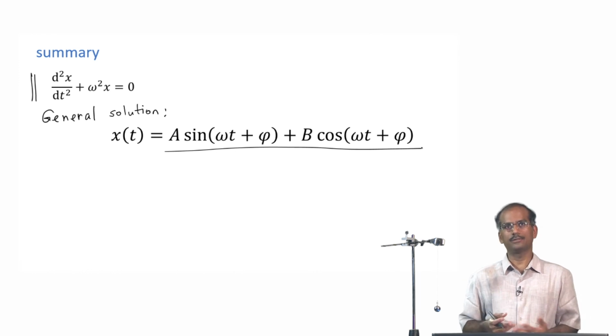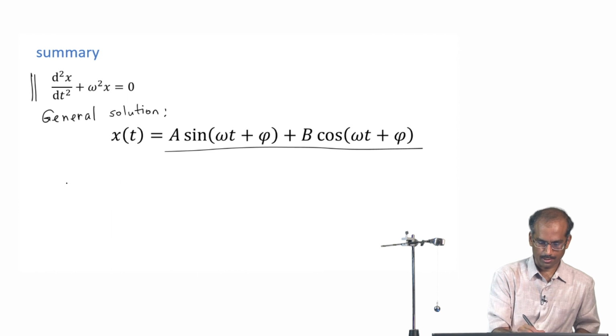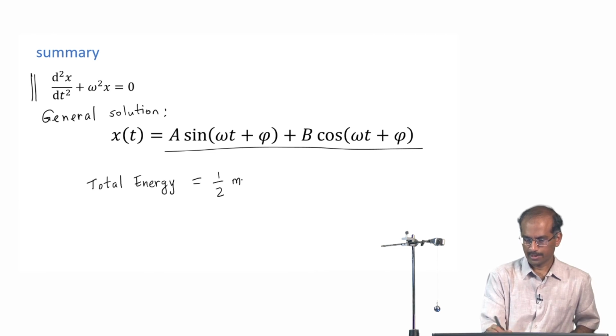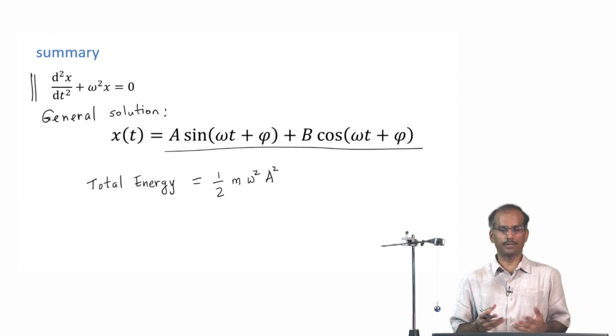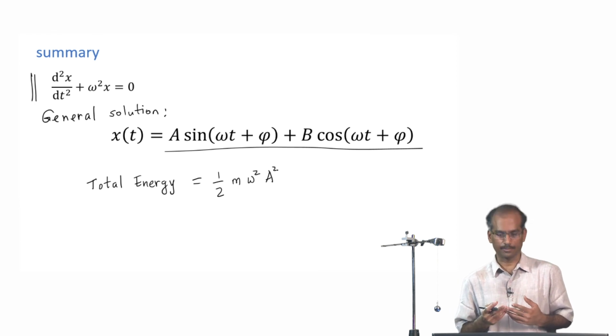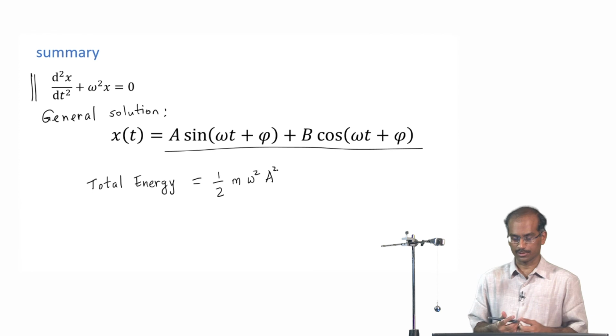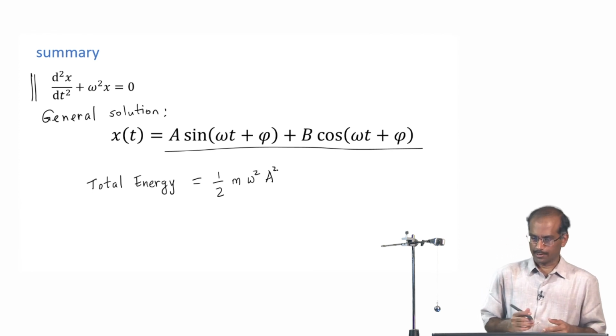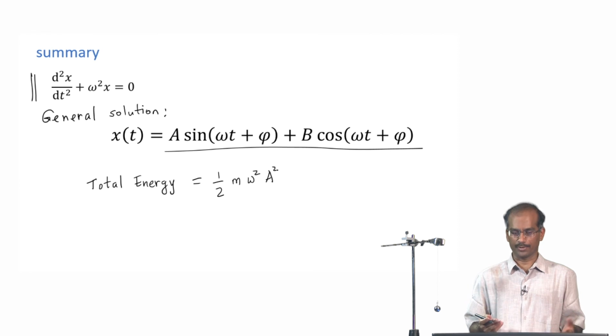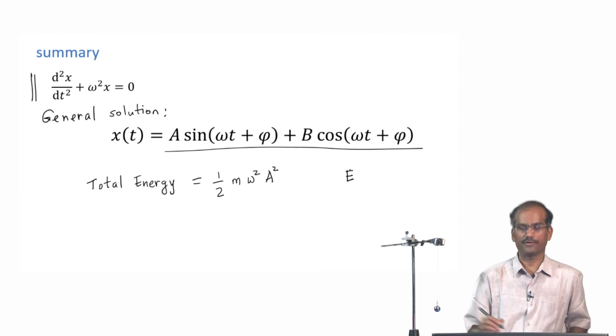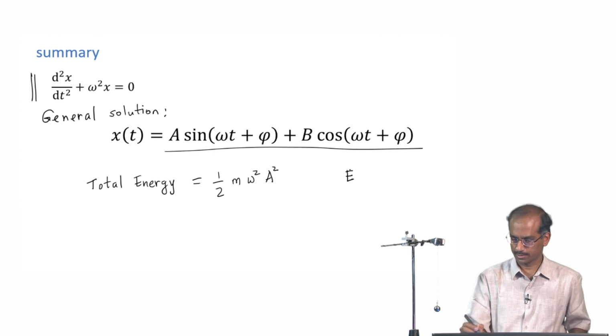Finally, we calculated the total energy, which turned out to be half m omega square a square. And the important part of this total energy is that it is indeed a constant of motion, and it depends only on the square of the amplitude. In other words, a fact that we will keep using again and again later on is that energy of an oscillating system is proportional to square of amplitude.